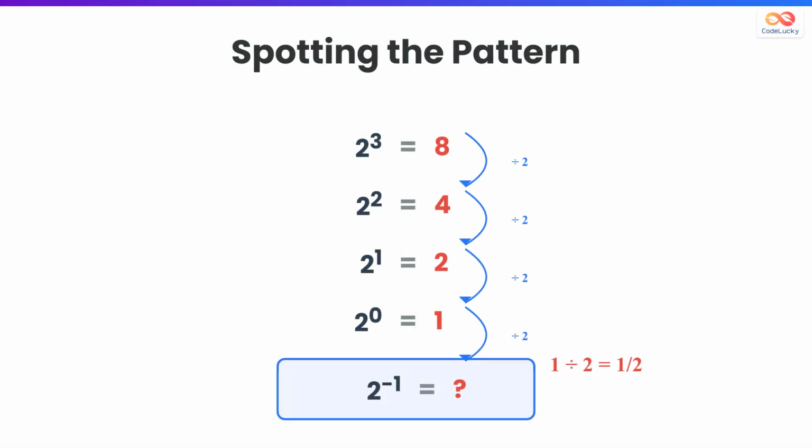To understand negative exponents, let's look at a pattern. Start with 2 cubed, which is 8. If we go down to 2 squared, we get 4. 2 to the first power is 2. Notice that each time we decrease the exponent by 1, we are dividing the result by 2. 8 divided by 2 is 4, 4 divided by 2 is 2, and 2 divided by 2 is 1. So if we continue this pattern for 2 to the negative 1, we must divide 1 by 2, giving us the fraction 1/2.